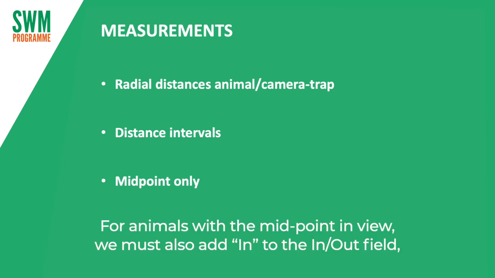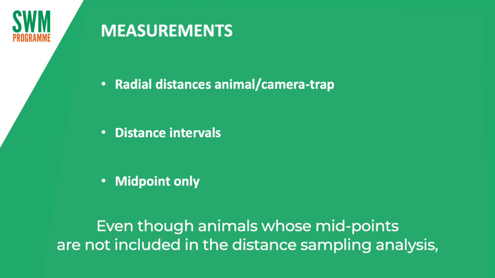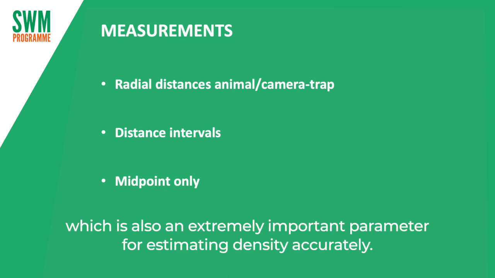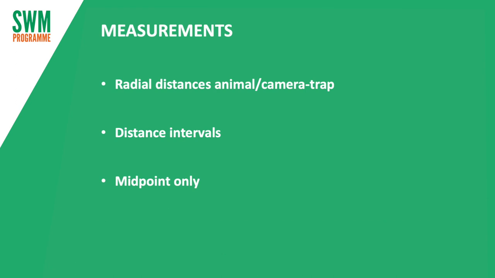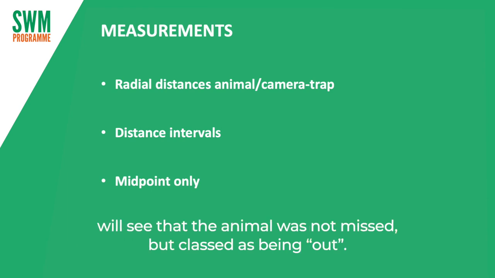For animals with the midpoint in view, we must also add "in" to the in-out field, otherwise we will put a value of "out". Even though animals whose midpoints are not in view are not included in the distance sampling analysis, they can be included in the analysis to estimate animal availability for detection by the camera trap, which is also an extremely important parameter for estimating density accurately. Also, someone else looking at the video and datasheet will see that the animal was not missed, but classed as being out.